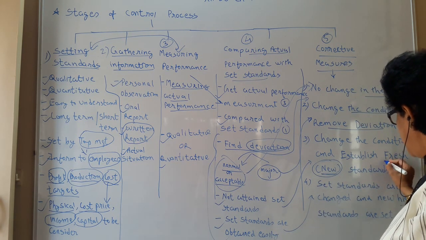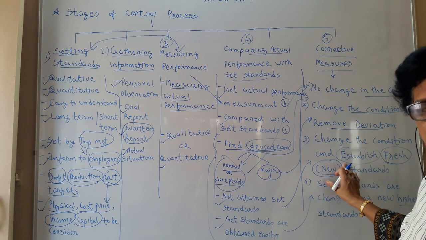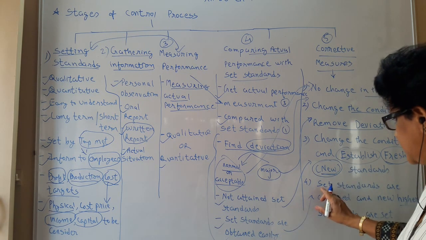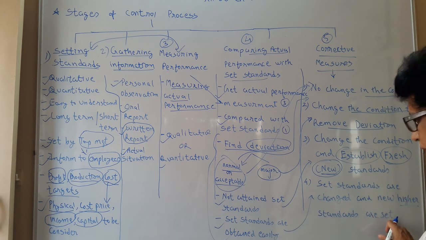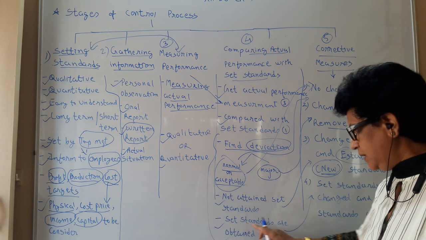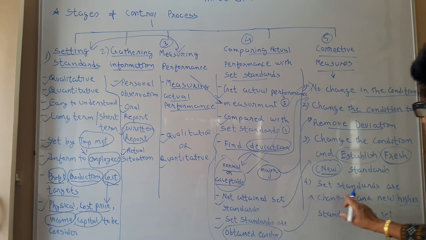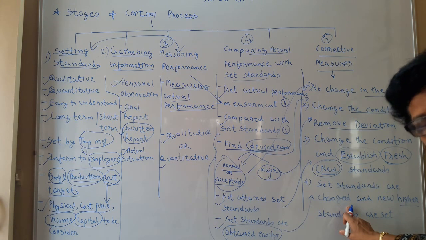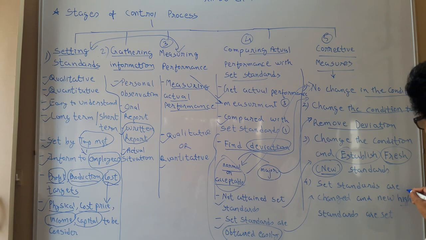Your expectations may be very high. You rethink. You make a fresh establishment, make a fresh decision regarding your standard. The next is that set standards are changed and a new higher standard is established. See here, when your person has done the work very easily, it means that your standards are low. Management is not expecting properly. So here new higher standards are to be established.